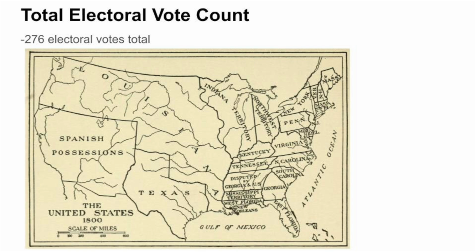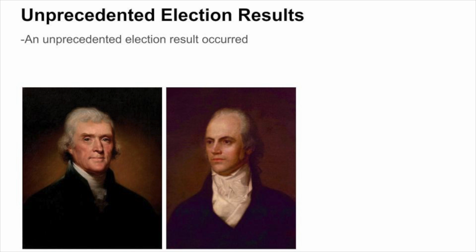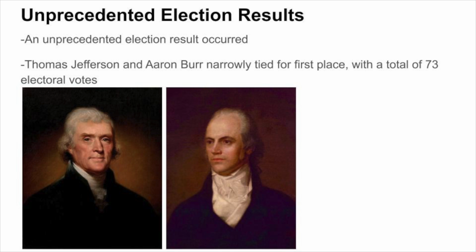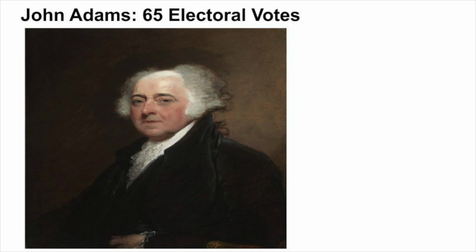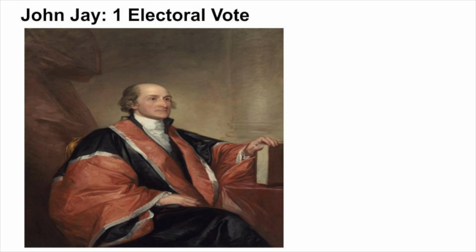With 276 electoral votes at play, this election was extremely close. However, Alexander Hamilton's letter against President John Adams proved to be a crucial blow to Adams' chances. The final results of the election shocked the entire country. Coming in first place were both Thomas Jefferson and Aaron Burr, with 73 electoral votes. Coming in second place was incumbent President John Adams with 65 electoral votes. Then Charles Cotesworth Pinckney with 64 electoral votes, and finally John Jay with 1 electoral vote.